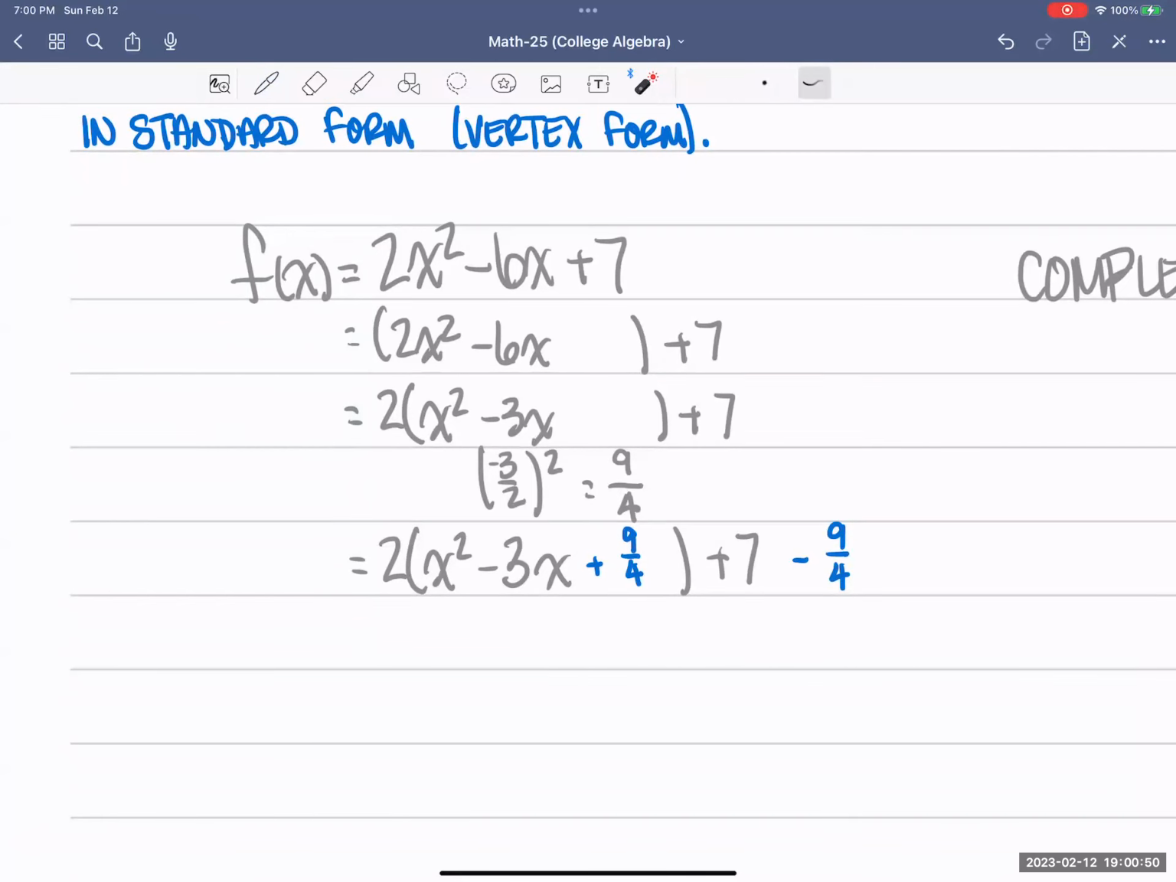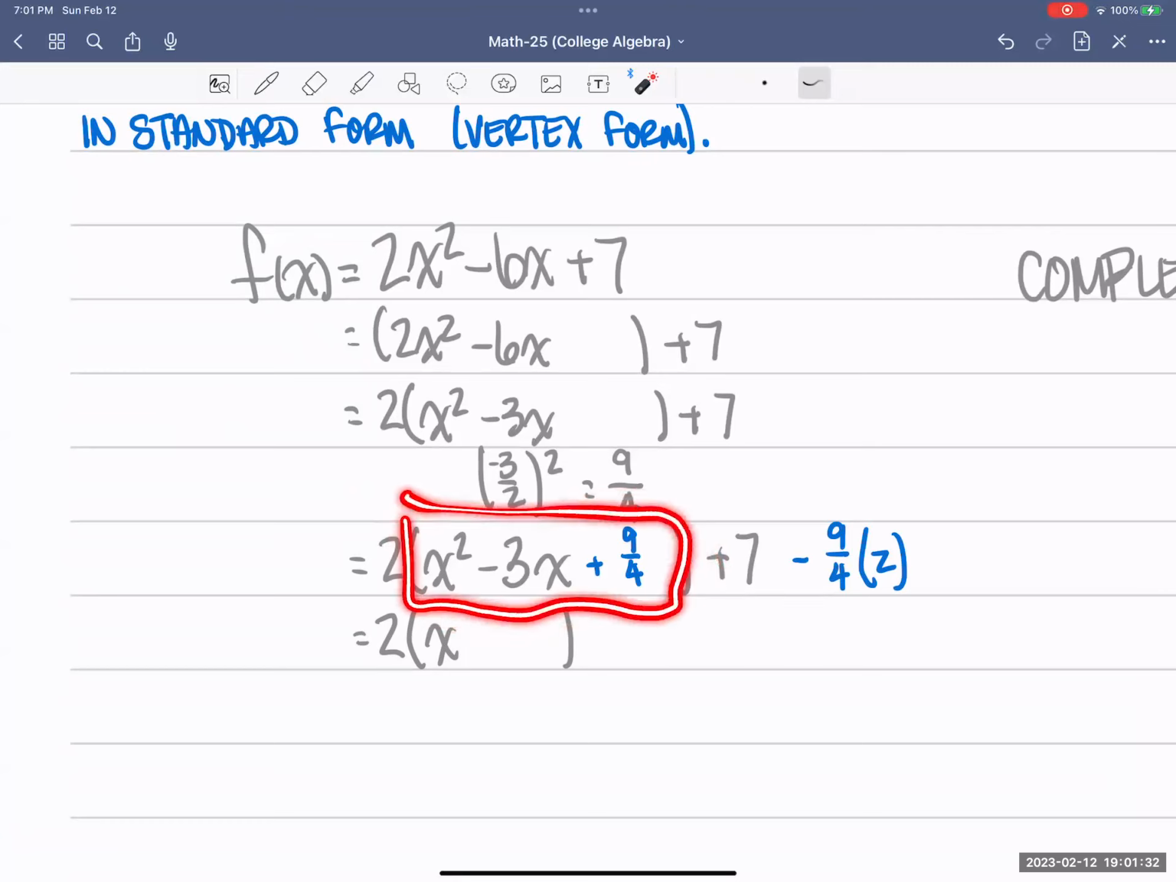But what we don't see right away is that this 9 over 4 is actually being multiplied by this 2 out here. So it's not just 9 over 4 that we're adding, it's actually 9 over 4 times 2. So we have to multiply this one over here by 2 as well. Again, this 2 is here because this 2 is over here. Now let's simplify it a little bit. The 2 is still going to remain on the outside. I know it looks a little ugly right now, but we forced this part to be a perfect square.